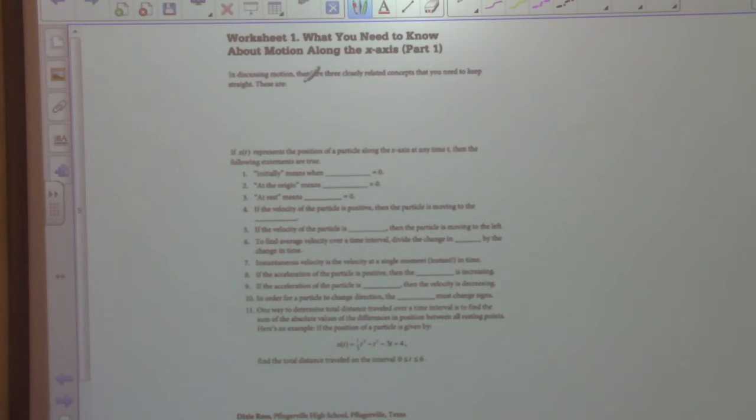Okay, and now we have worksheet 1, what you need to know about motion along the x-axis. So what I want you to do is take a few minutes and try to fill in the blanks here and see if you can use the last 2 pages to justify. We'll review this here in a few minutes, okay?